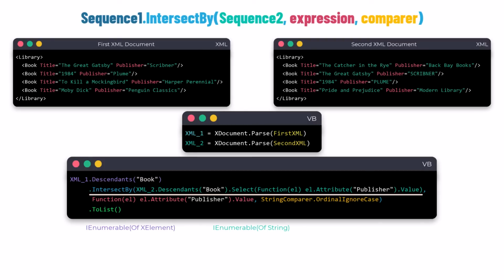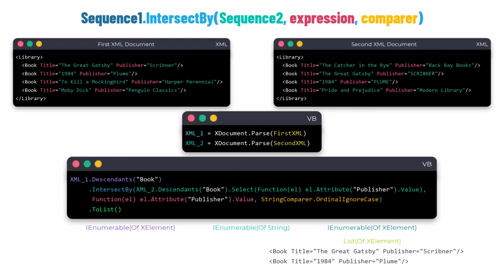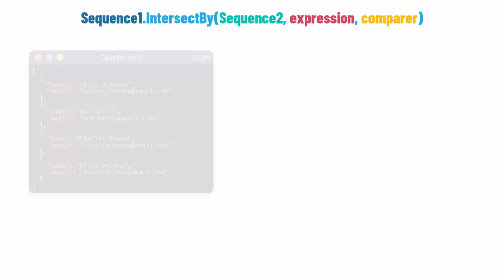Now, to intersect these sequences while ignoring case sensitivity, we use the IntersectBy method with StringComparer.OrdinalIgnoreCase as the comparer. This query returns an IEnumerable of XElement, which we can convert to a list using the ToList method. So, the query returns a list of XElement, where the elements are present in both XML documents based on the publisher name. Let's take another example about JSON.